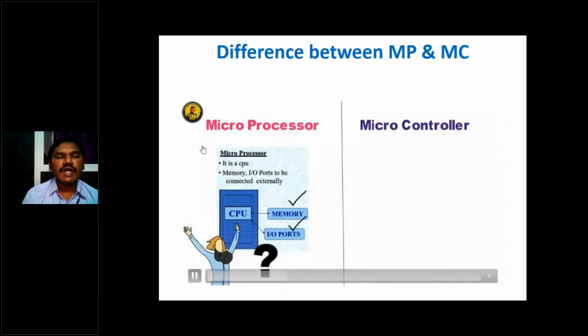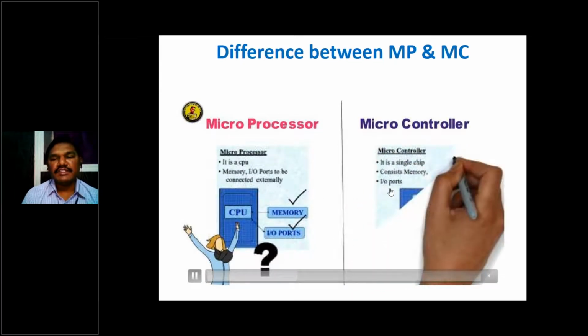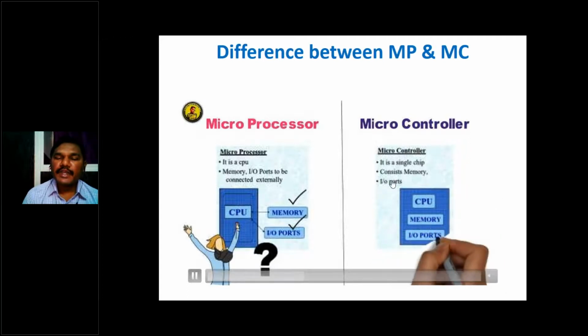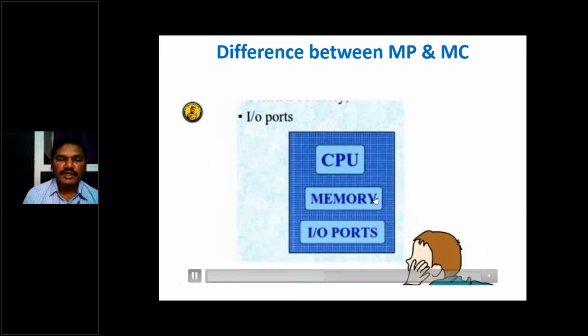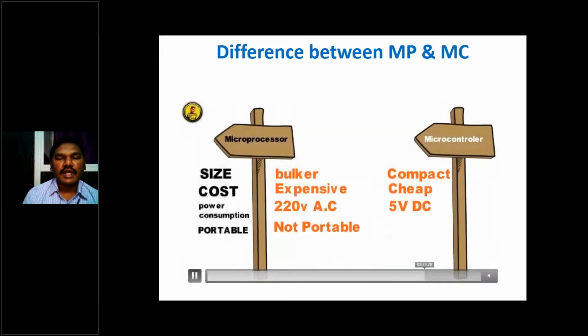Right. So this is the block diagram of a microprocessor, and this microprocessor takes instructions from the external memory. Whereas in the case of a microcontroller, it is a single chip and it consists of memory and I/O ports on the chip itself. You can see here, memory and I/O ports are required to design an application. So this is the difference between microprocessors and microcontrollers. Now I think you understood what microprocessors and microcontrollers are. And see here, what is the size of the microprocessor?